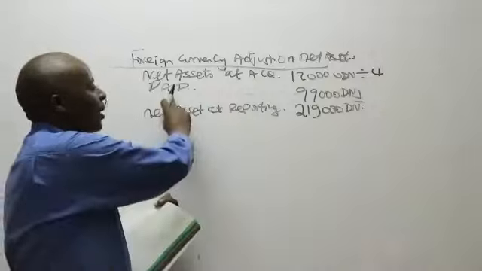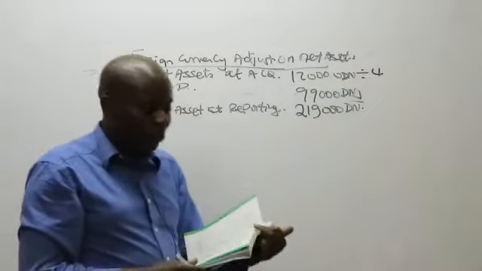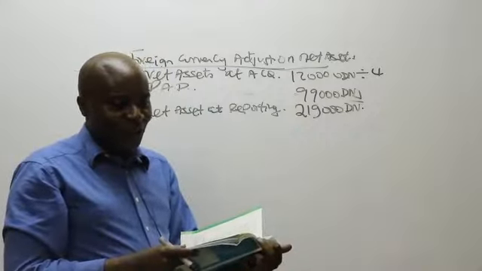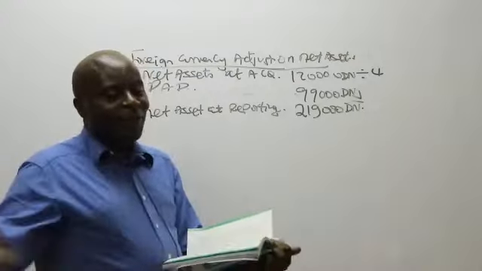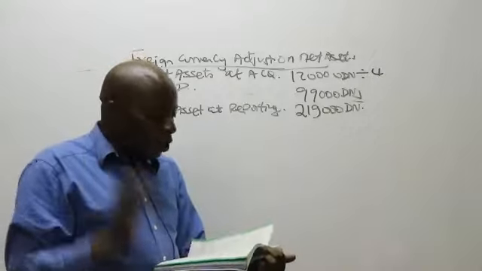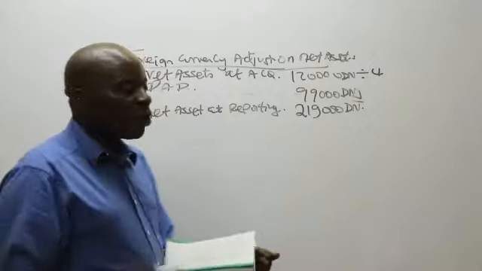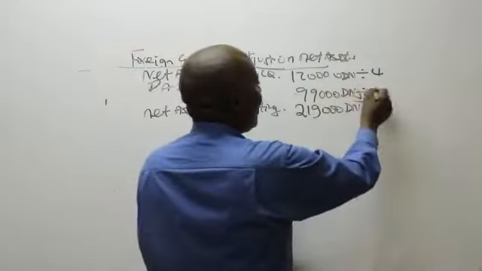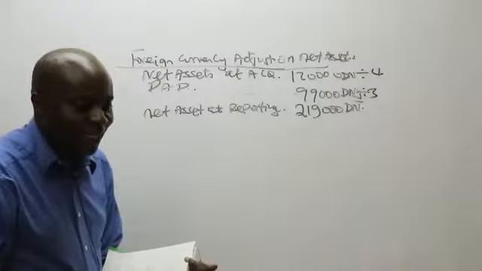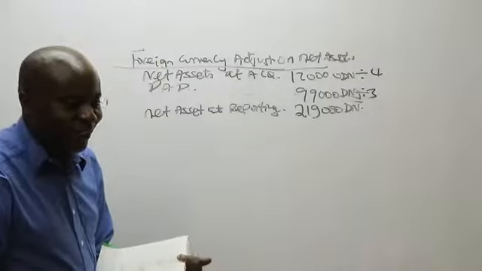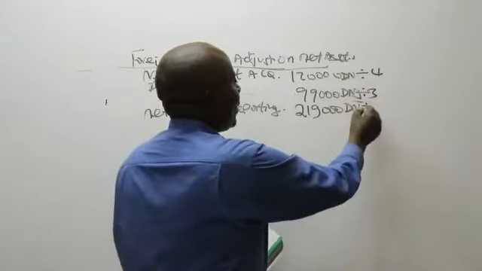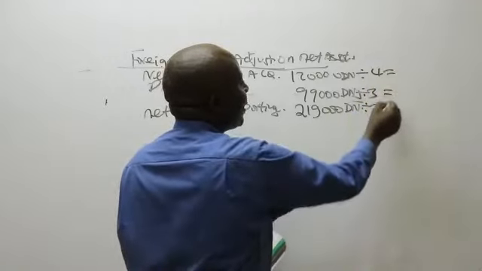How about POP? Which rate should we use for POP? It's a profit. It's average. Profit is always average. So this one, divide by 3. How about net assets at reporting? Closing, yes. So closing, divide this by 2. Let me get those answers.